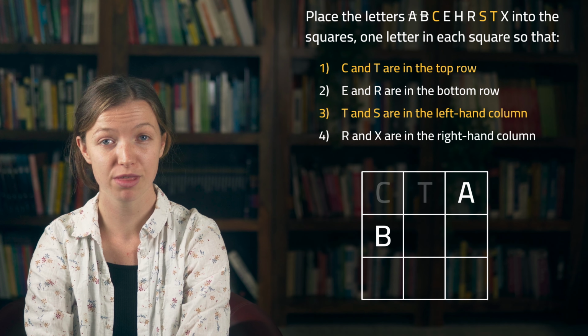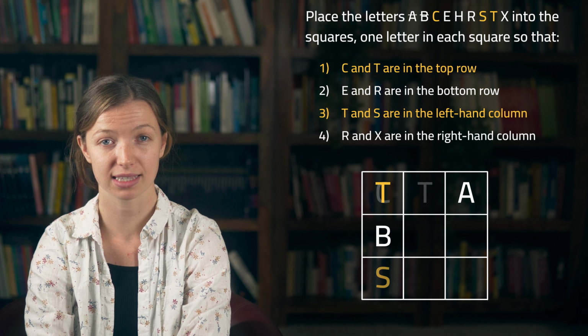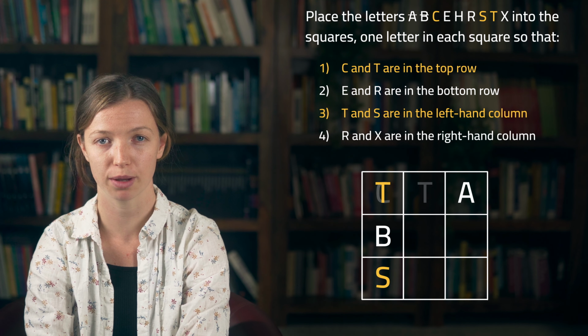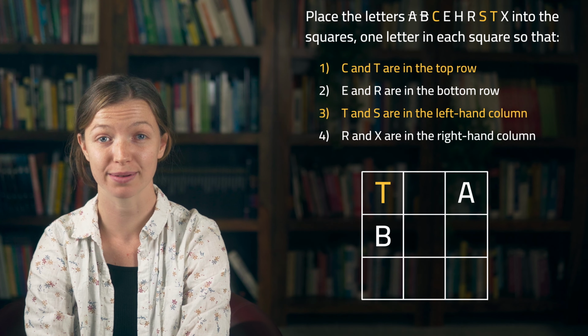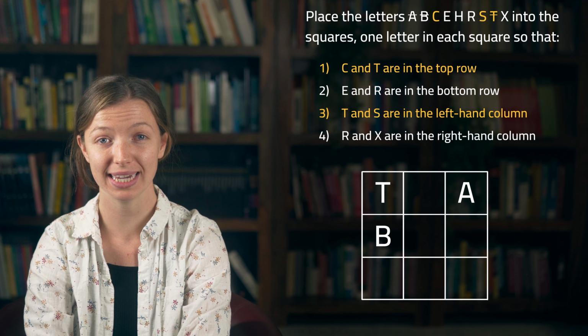However, statement 3 tells us that T and S are both in the left-hand column. So we have 2 bits of info about the letter T. It has to be in the left-hand column and in the top row. So it must go here. By doing this, we can also easily add another 2 letters to the grid.